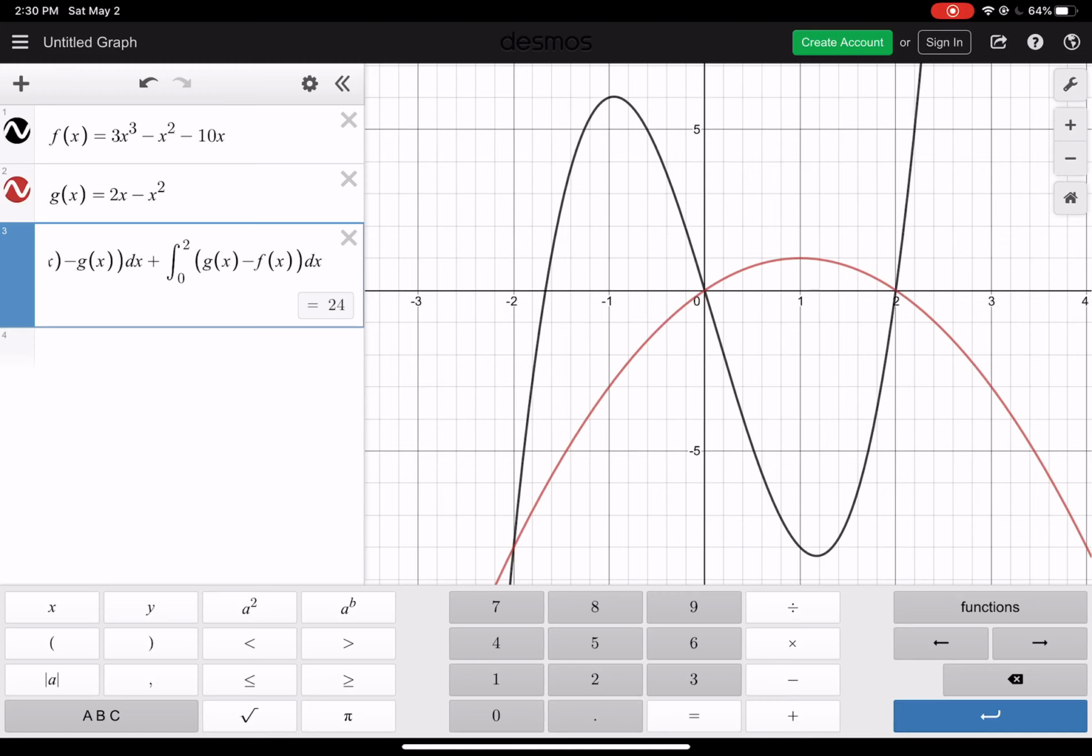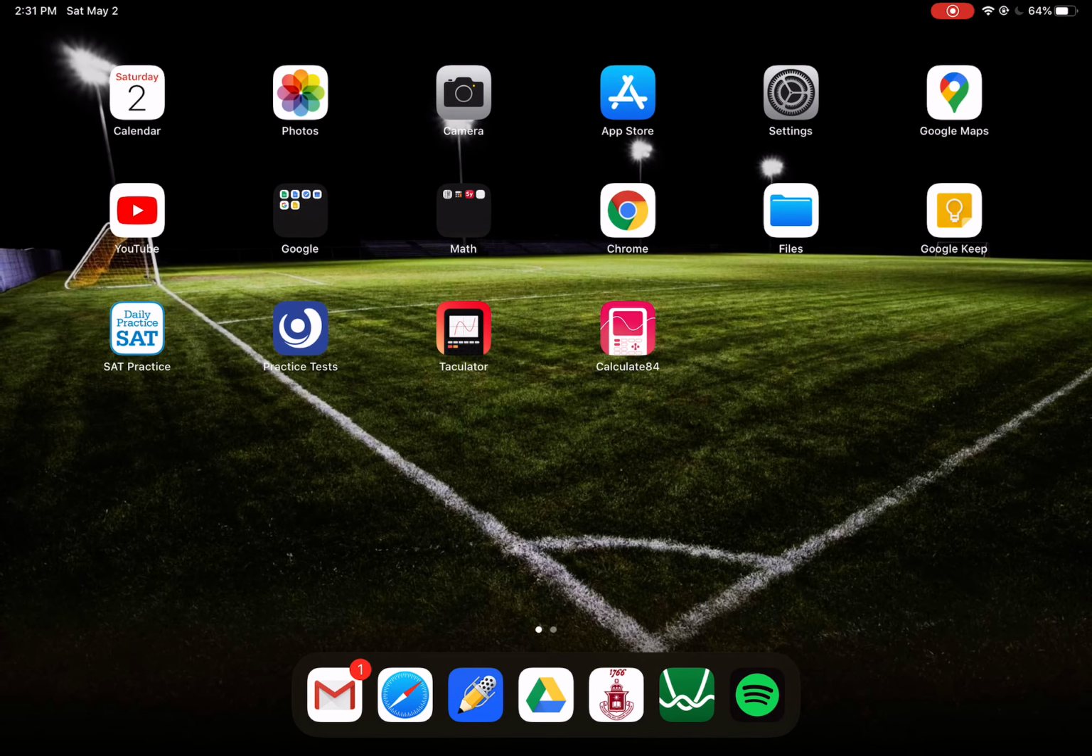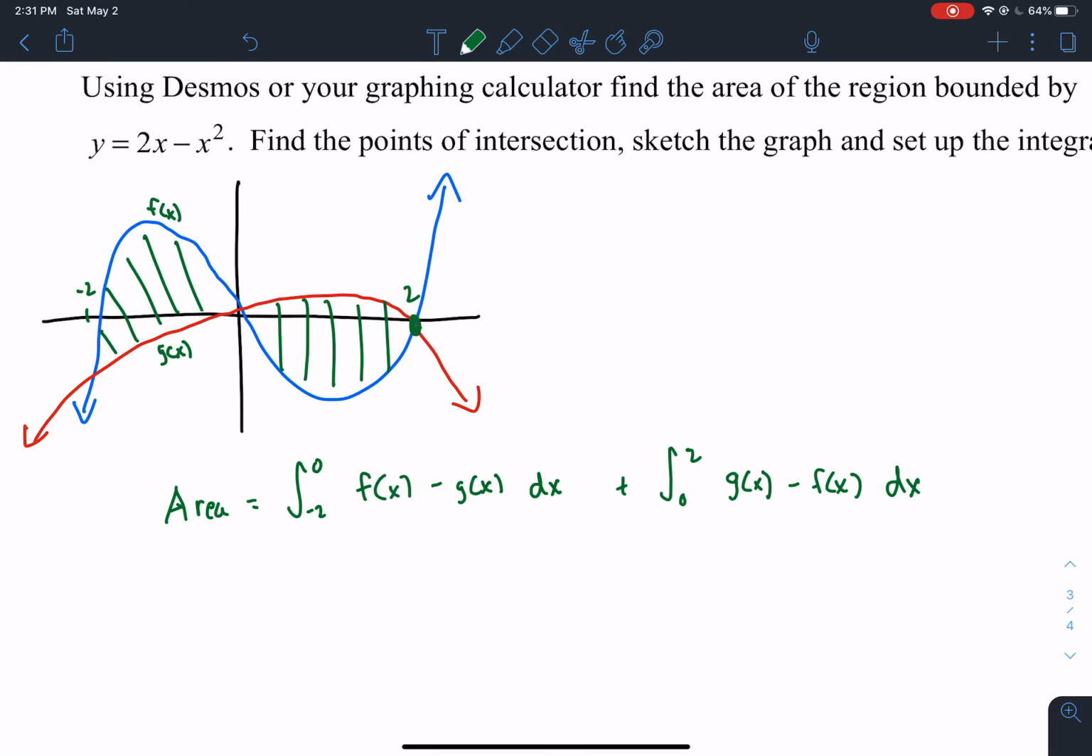So just be careful when you're typing it in. Sometimes it won't recognize it if you don't have the right number of parentheses or anything like that. So I'm going to go back to here, and we're going to say that the final answer there is 24.